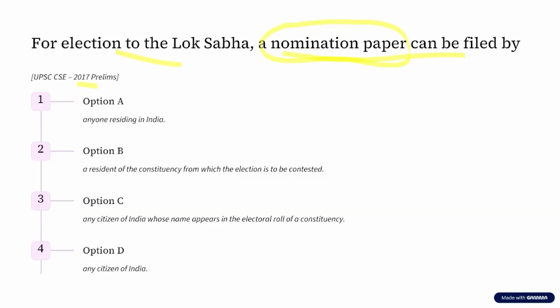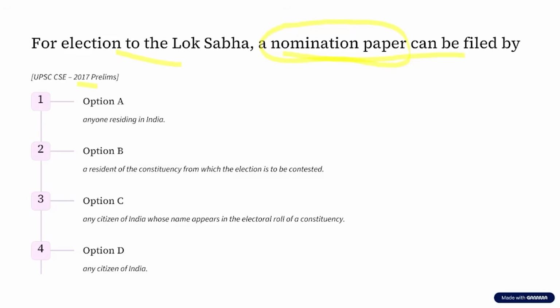When there is UPSC civil service exam, can you directly go and write this UPSC civil service exam? The answer is no. Rather, you have to first apply for it. Similarly, if you want to contest in the Lok Sabha election, you have to first apply for it. Now, how is this application done? It is done through something called a nomination paper. So the question is, in the Lok Sabha election, who can file this nomination paper?